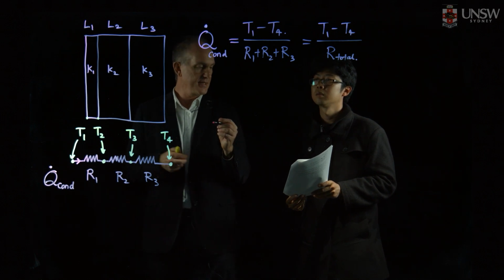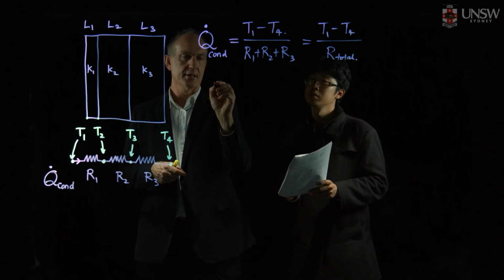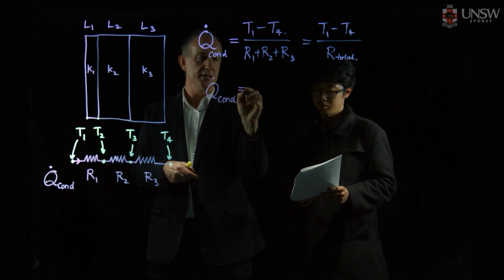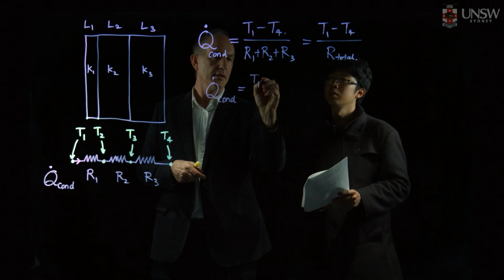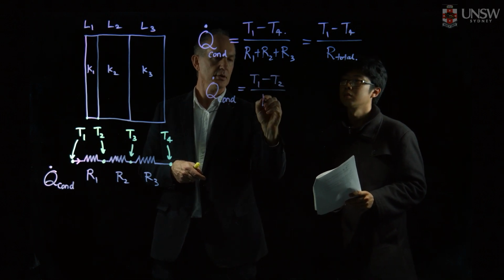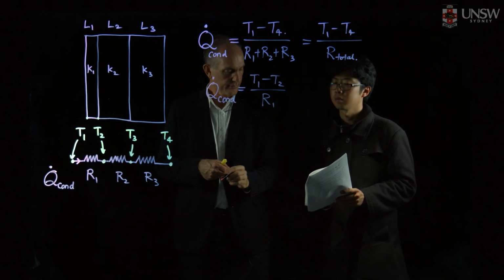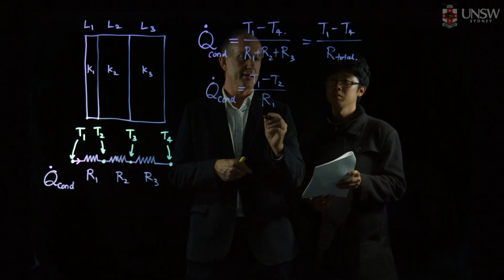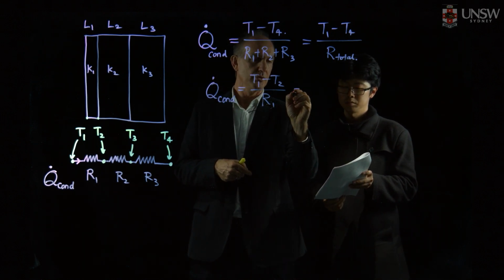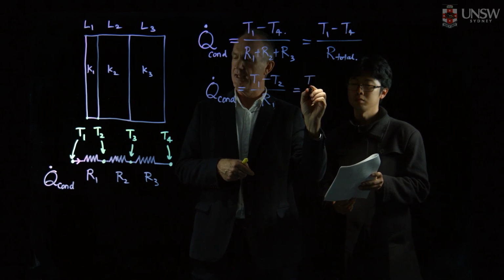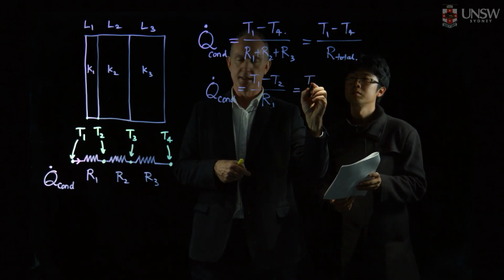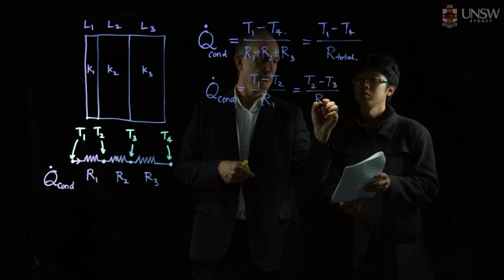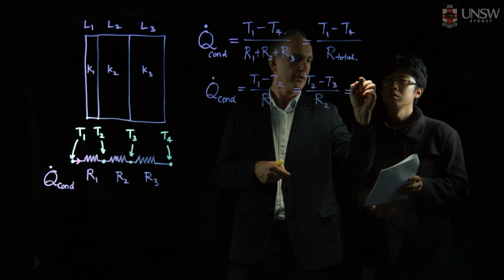Well, let's work this out. We'll start with looking at, we can say Q conductivity is going to be equal to T1 minus T2 on top of R1, and that's just going to be equal to, because it's the same, because they're all in series, T2 minus, if we consider the second thermal resistance, we can write that expression, and the third.